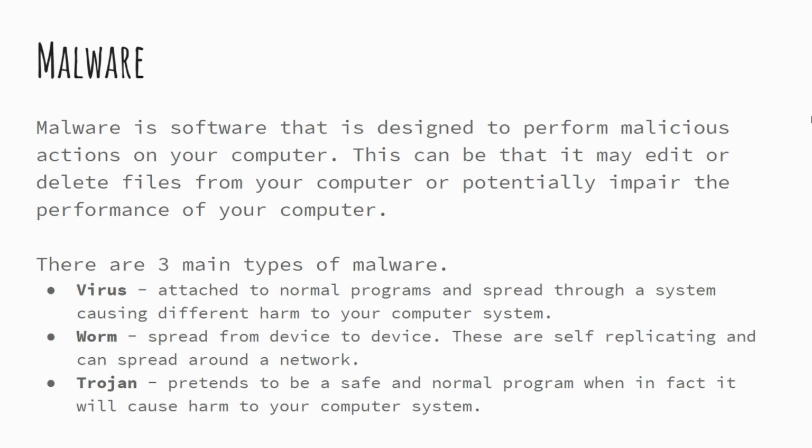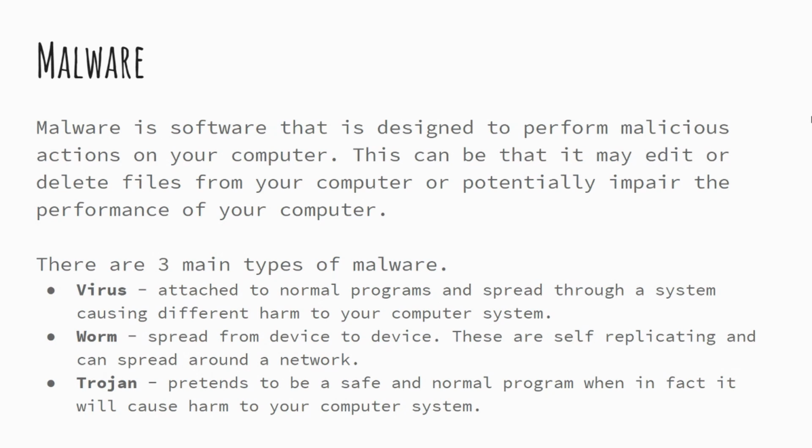So a virus works by attaching itself to a normal program and then spreading through your computer system. A Trojan, if you think back to the Greek times, is that wooden horse being pushed up to the gate. It's from that idea where you have a file that's pretending to be something that we can trust, when actually it turns out to be loaded with malware.